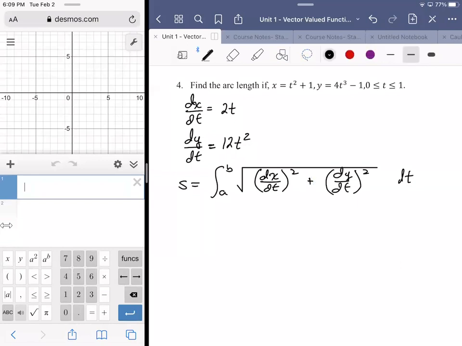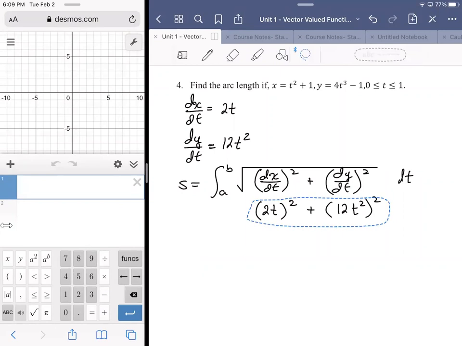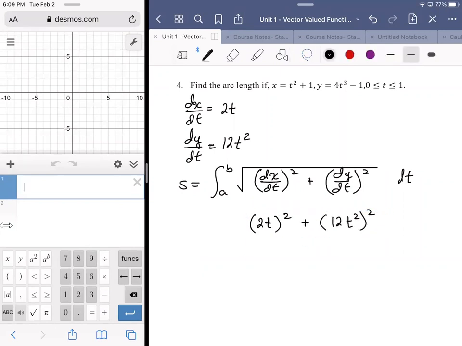So it's really just a matter of saying, okay, I got my 2t, that's going to get squared, and my 12t squared is also going to get squared. That's all going to happen under the radical, and it's all going to be related to the integral. So let me just get all the other trimmings there. It's going to happen over the interval of 0 to 1.